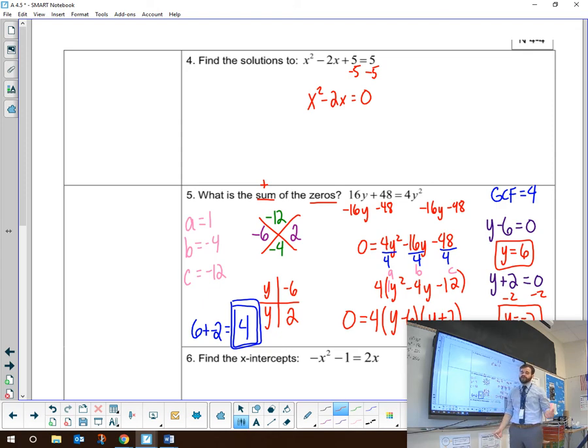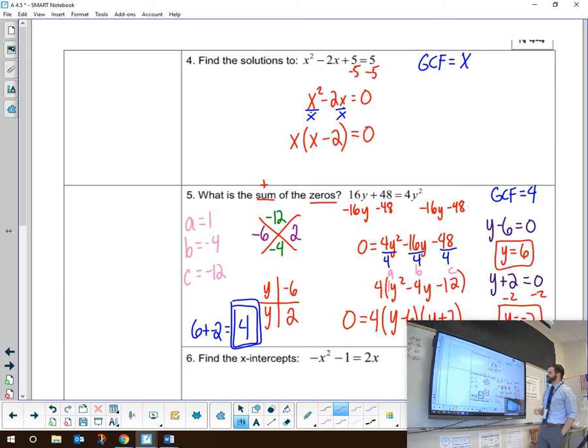Well, just like every other problem, we start off with the greatest common factor. What's the greatest common factor of these two? Yeah, the greatest common factor is going to be x. They both have an x in common. So we're going to divide both these by x. We're going to pull out an x to the front, and we're going to get x minus 2 there. So we have x times x minus 2 equals 0.